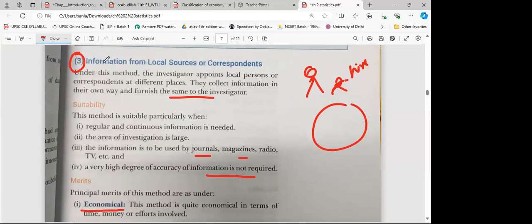So you will first write this: information from local sources or correspondents. Correspondents are the persons who are appointed. They are the local persons who are appointed by the investigator to collect the data. Okay. Yes, ma'am.